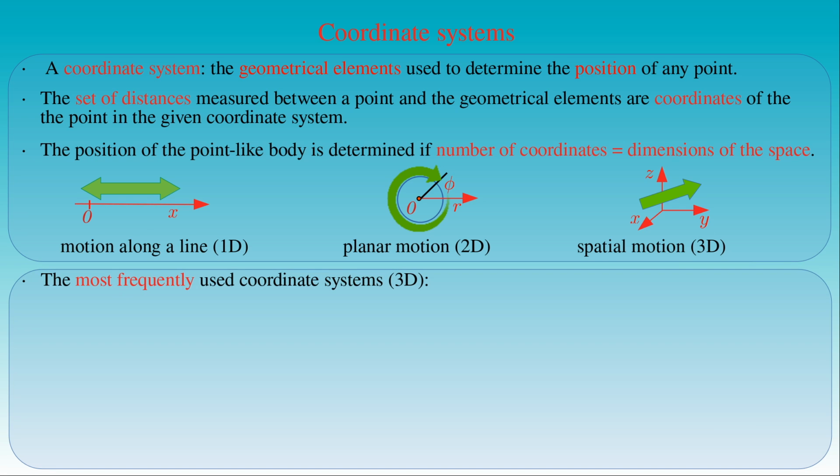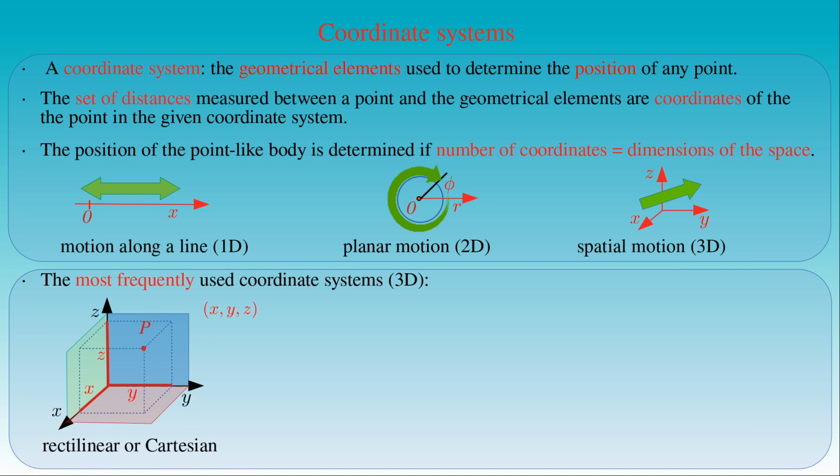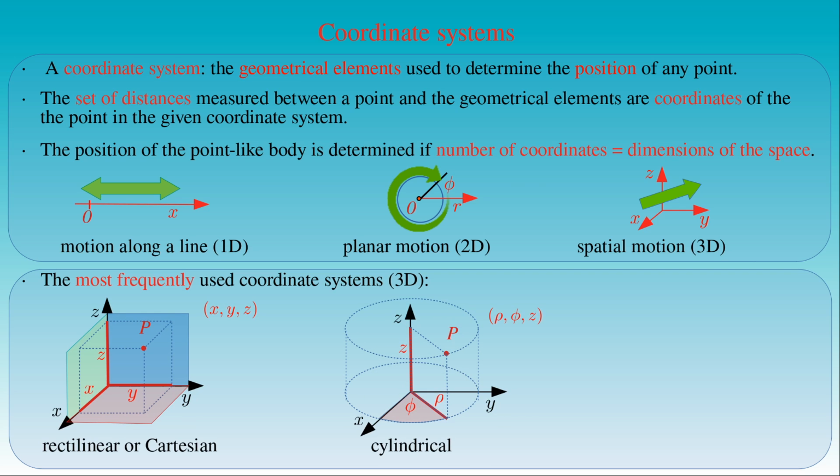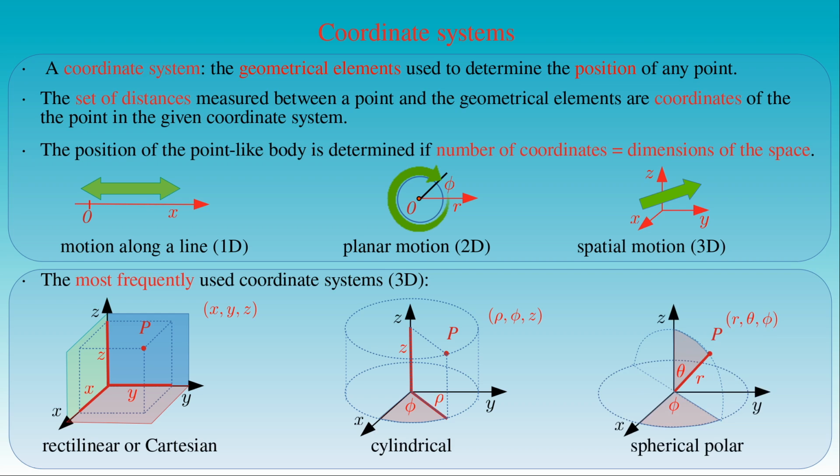The first one is the Cartesian or rectilinear coordinate system with the Cartesian coordinates x, y and z. The second one is the cylindrical coordinate system with the cylindrical coordinates ρ, phi and z. The last one is the spherical polar coordinate system with the spherical polar coordinates r, theta, and phi. In all three cases we use three coordinates, which are distances or angles describing the position of the point P with respect to the origin and the axes of the coordinate systems.